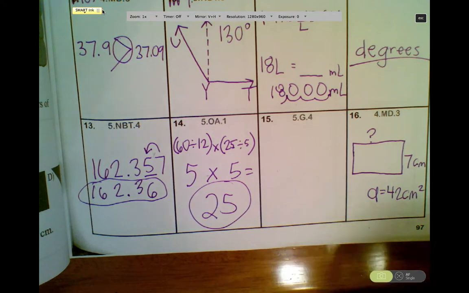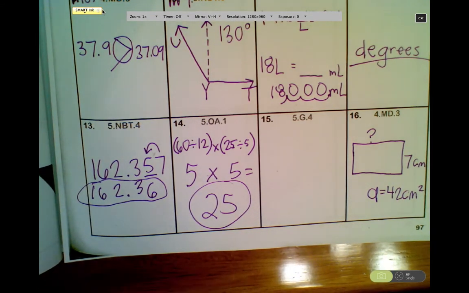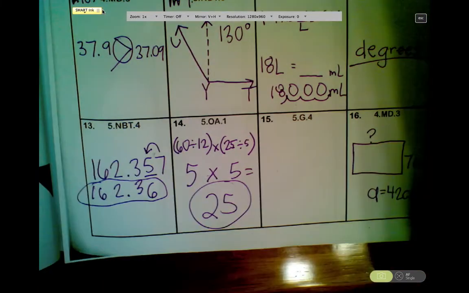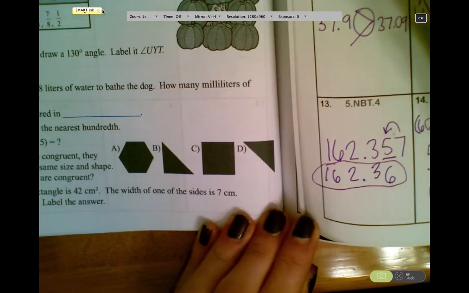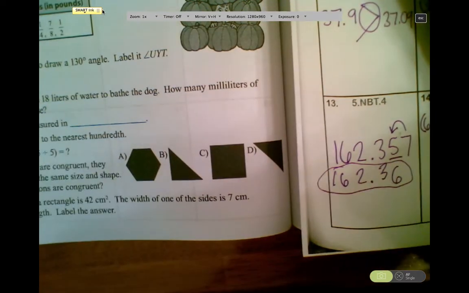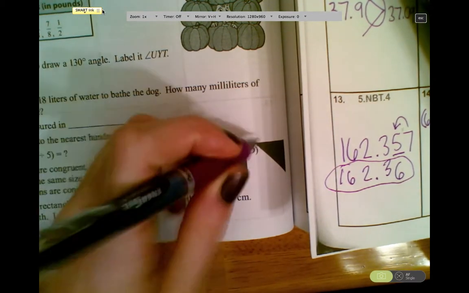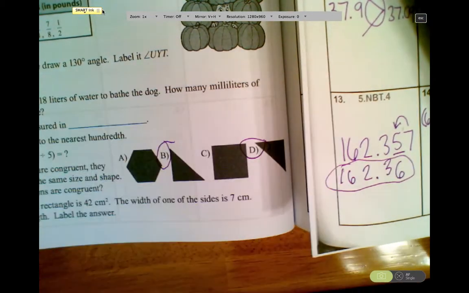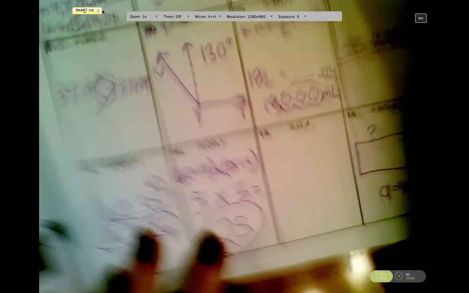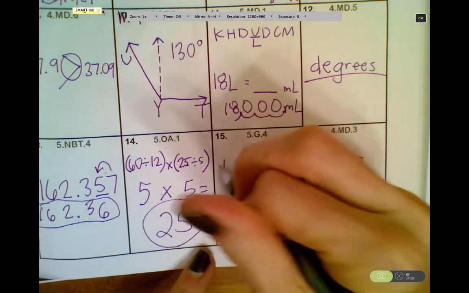Number 15, if two shapes are congruent, they have exactly the same size and shape. So which of these polygons are congruent? We're looking for exactly same shape and same size, and your answer is B and D. So I'll write that here for you.